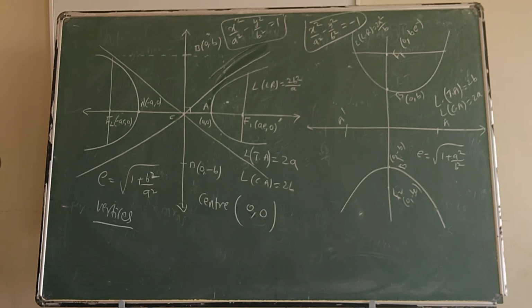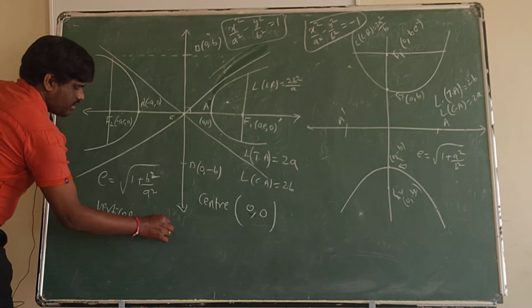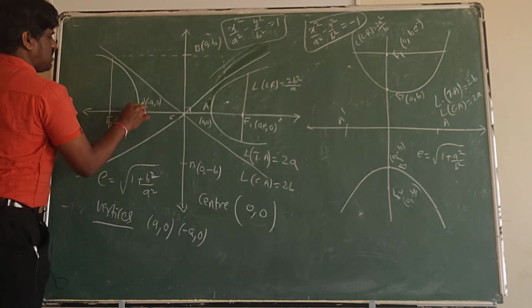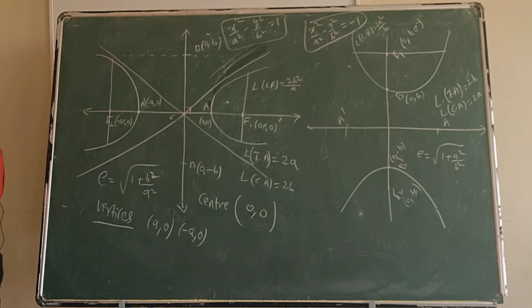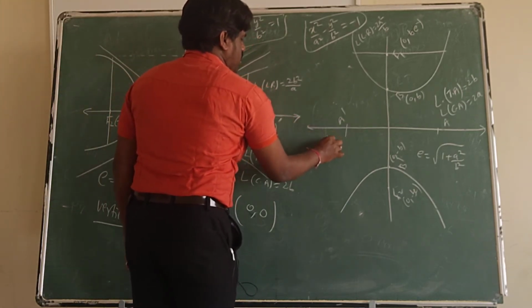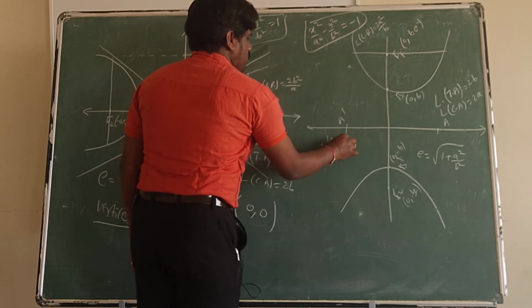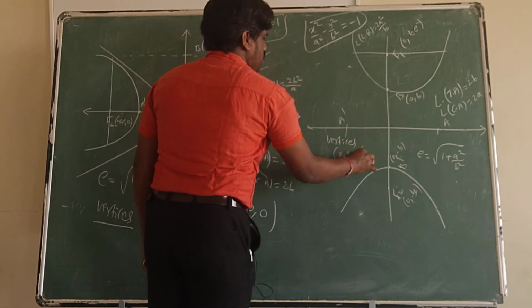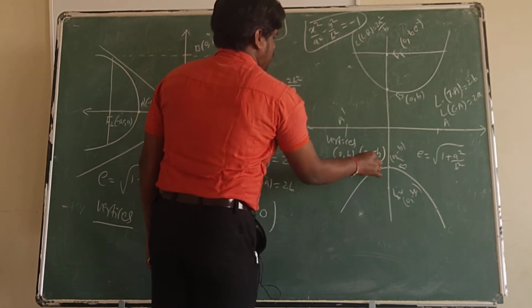What are the vertices? For this one, what is it? A comma 0, minus a comma 0. These are the vertices. This is the vertex. And for this one, what are the vertices here? The vertices are 0 comma b, 0 comma minus b for this.